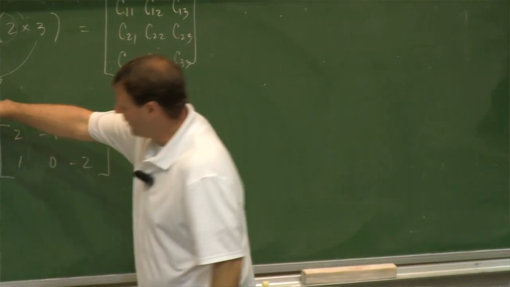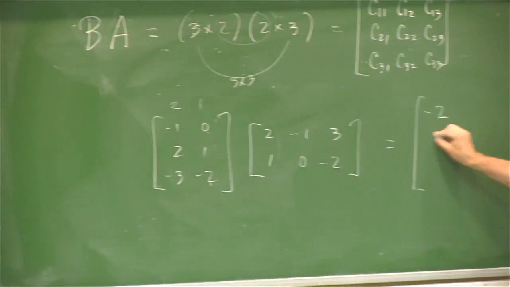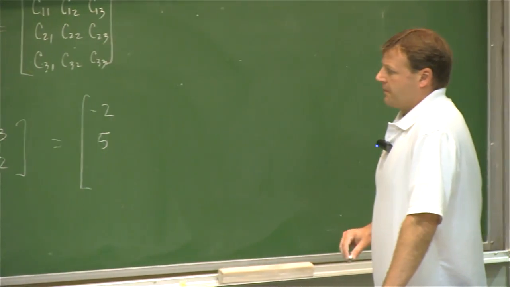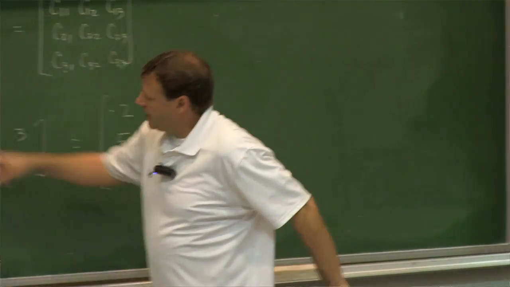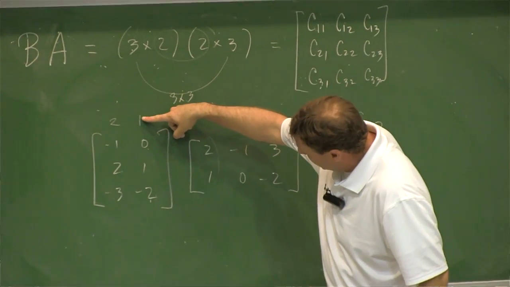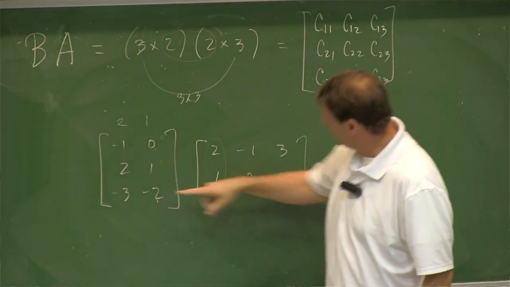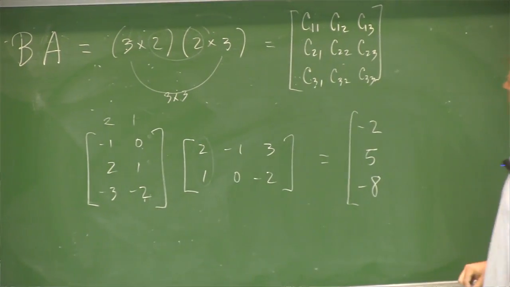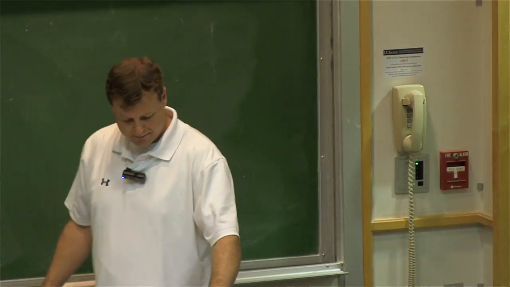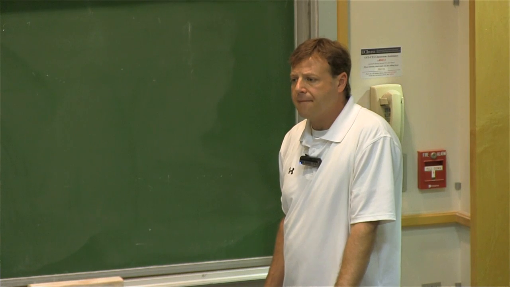Now I'm going to move on to the next row. 2 times 2 is 4, plus 1 times 1 is 5. And then let's move on to the next row. 2 times -3 is -6, plus 1 times -2. So it's -6 minus 2 is -8. So go ahead and stare at that for a second, see if you believe it. See if you wonder how we get it.